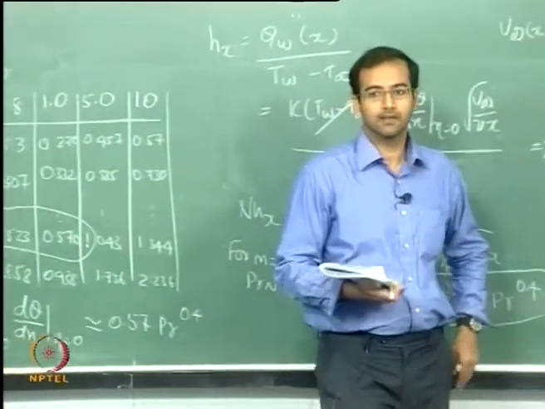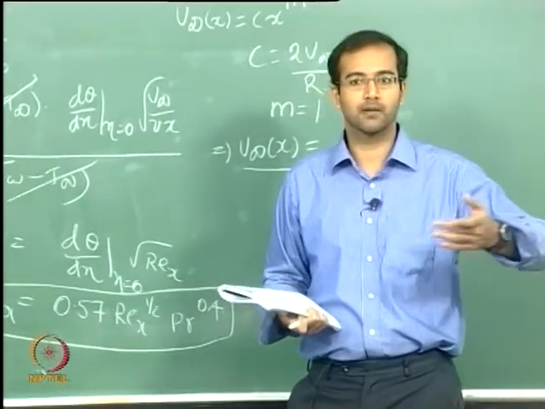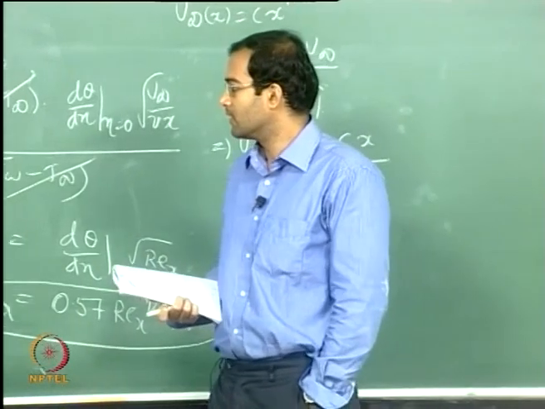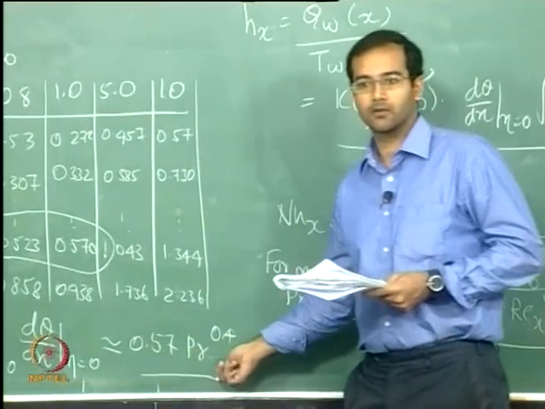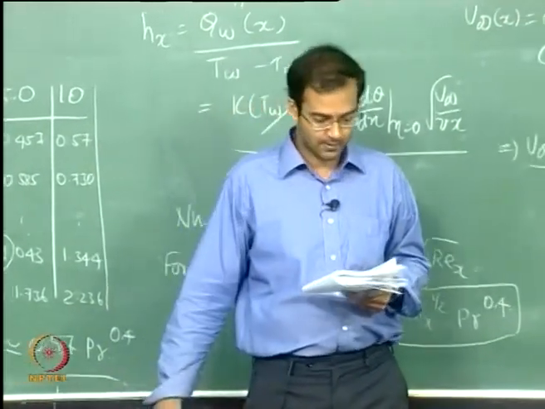Polhausen already did that. He did the curve fit for different values of Prandtl number, small Prandtl numbers, intermediate and large, and you can use those values. Okay, does it make sense? This is a reasonably good fit for Prandtl number close to 1.